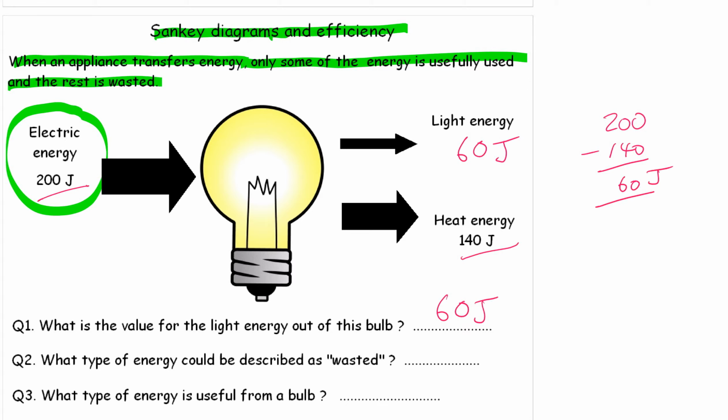What type of energy would be described as wasted? Heat. You don't put on a light bulb to warm up your house. And question 3, what type of energy is useful? Light. Put it on because it lights a room up.